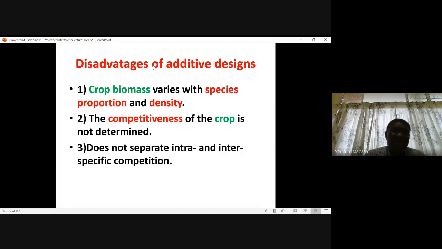Another issue is that you are not able to separate the competition of the weeds amongst themselves, because we are increasing density, what we call intraspecific competition, and the competition between the crop and the weeds, which we call interspecific competition. You cannot separate this. So it becomes a weakness of this method.